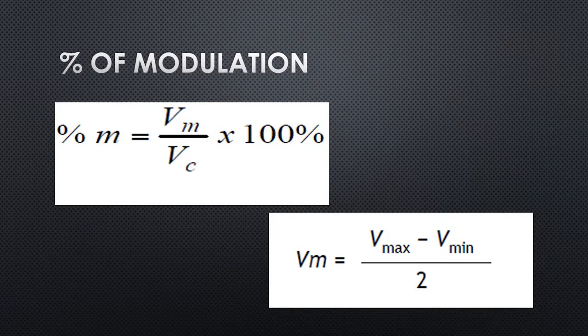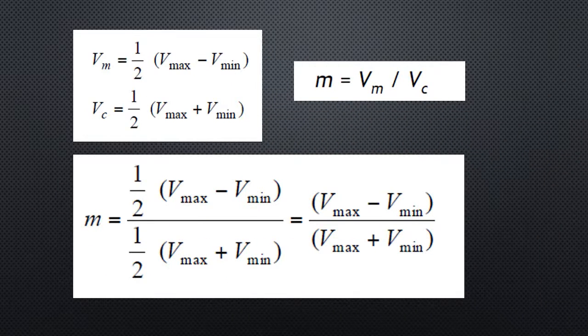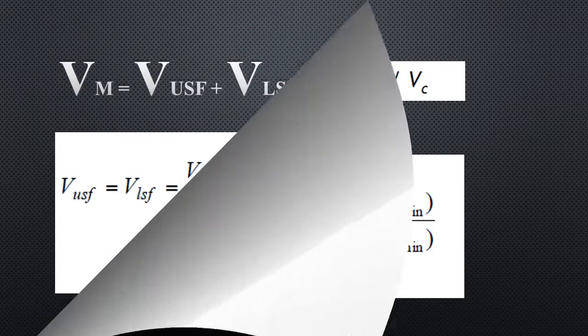To find the percentage of modulation, simply multiply the modulation index, M, by 100%. In order to find the value of Vm, we use the formula as shown, which is V maximum minus V minimum, over 2. To find Vc, the formula is similar to Vm, but the difference is that Vc is the summation of V maximum and V minimum. By substituting Vm and Vc into the modulation index formula, we get another simplified formula as shown.